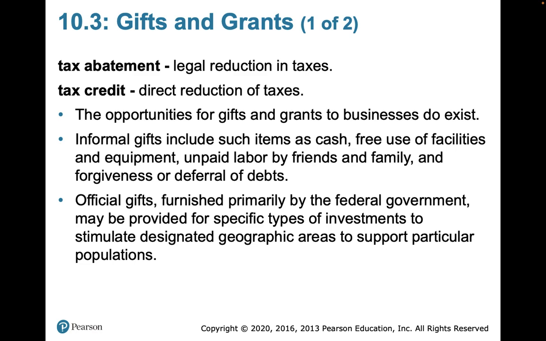Now let's look at the official gifts, which are the formal gifts. They are furnished primarily by the federal government, maybe privately for specific types of investment, to stimulate a designated geographic area or to support a particular population. So yes, the government actually supports this. They give materials and equipment for free, or sometimes these materials and equipment are subsidized so that entrepreneurs can use them for production purposes. This subsidy is very common with agricultural production. Entrepreneurs into agriculture get this kind of subsidy on materials used for agricultural production purposes.